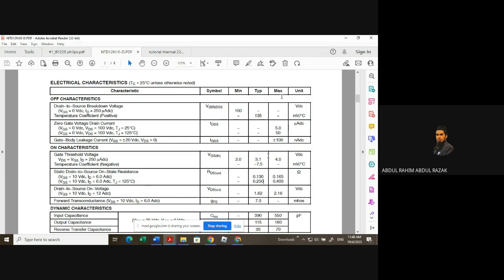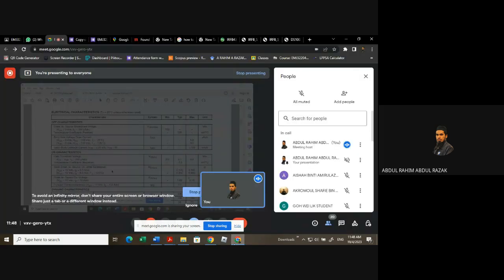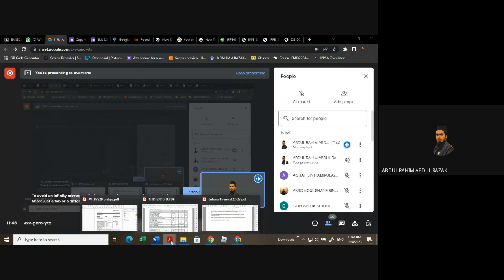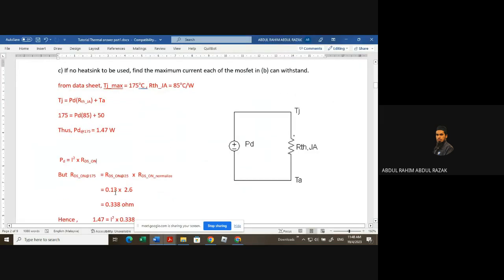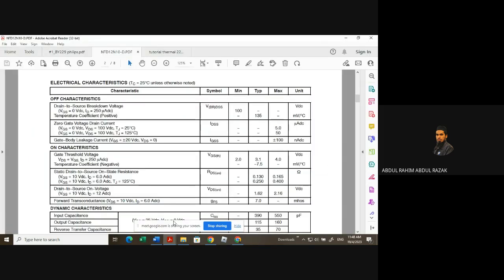Okay, let's say you use typical. If you use typical, it is 0.13 here. So this is the value of your RDS on when your TC, or T junction, is at 25 degrees C.